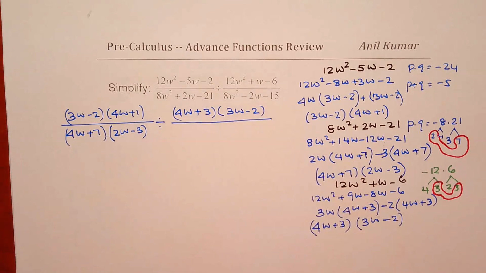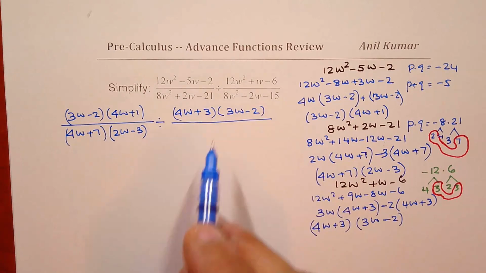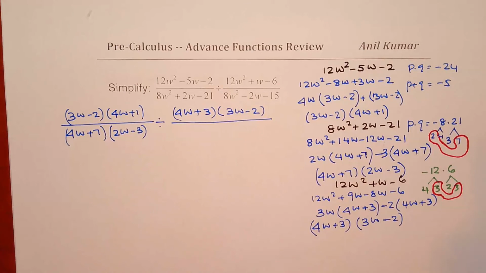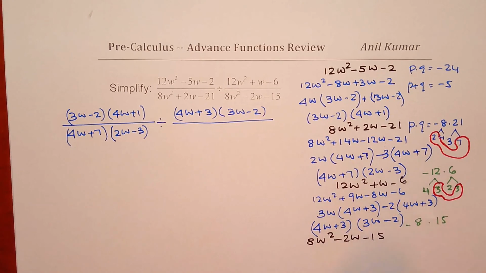Perfect. Now you can actually pause the video and do the last part yourself, which is to factor 8W square minus 2W minus 15. So again, we are looking into the factors of 8 and 15 with a negative sign. That means the bigger number is going to be negative, right? Because the sum is minus 2.